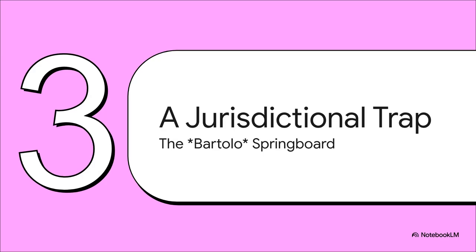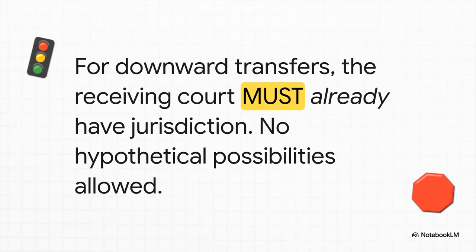All right, now for a crucial warning. Knowing the rules is one thing, but knowing the traps, well, that's what makes you a great advocate. The case of Bartolo is a perfect example of a classic mistake that you absolutely have to avoid, both in the exam and out there in practice. This right here is the golden rule, the non-negotiable gateway for any downward transfer under Section 25, subsection 2. The lower court must, at the very moment the application is being heard, already have the power to hear the case. You just can't ask the court to transfer it based on something that might happen down the track.